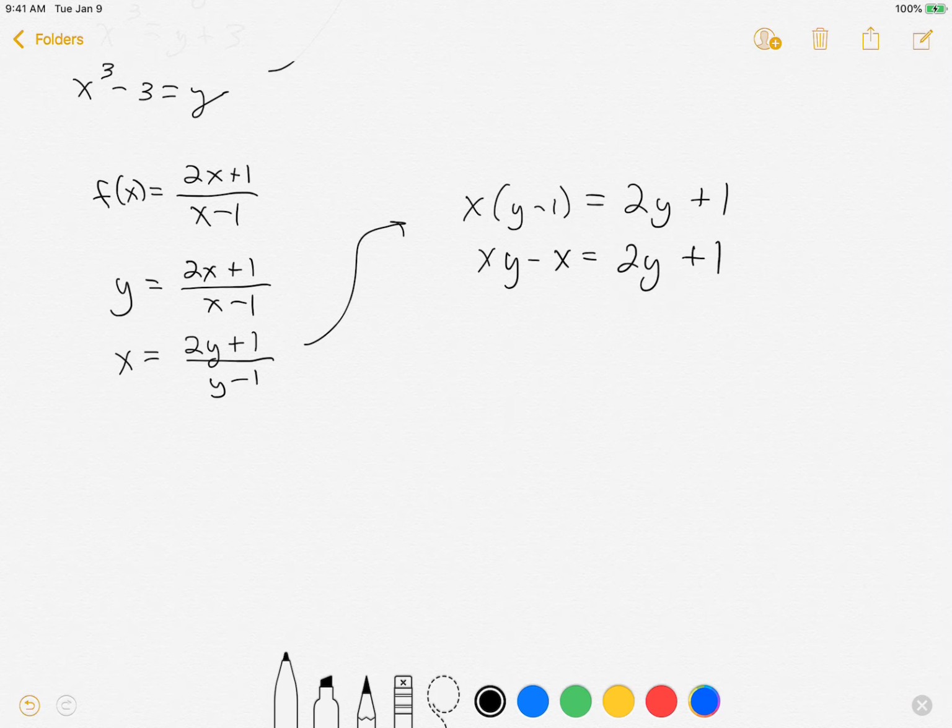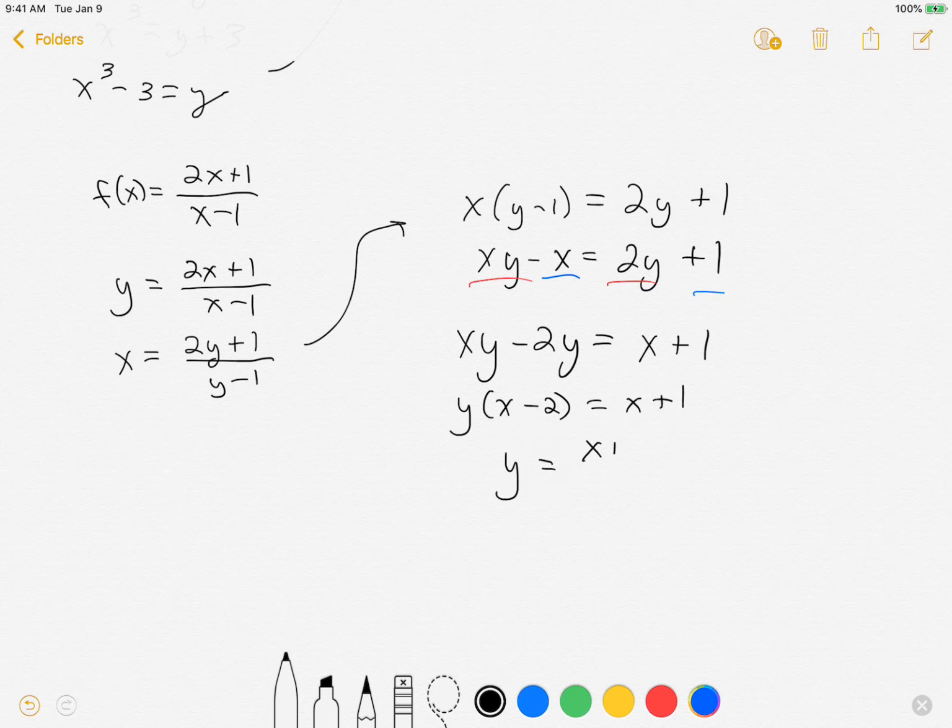Now if you look, the only thing that has a y in it is this term and this term. So we need to put them on the same side. If I put those on the same side, I have that. Now, x and 1, they're fine. Let's put them over on the same side just to get them out of the way. Now, at this point, I can factor out a y, and whenever I do that, I have isolated y by itself because I can divide by that quantity and solve for y. So then, f inverse of x is (x plus 1) over (x minus 2).